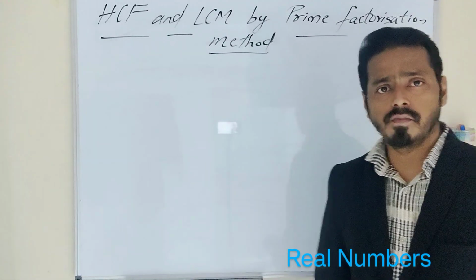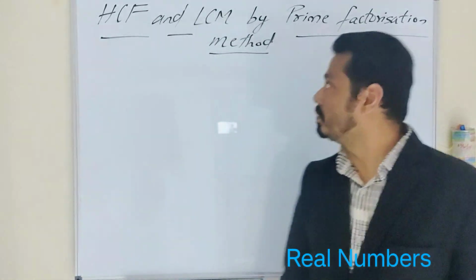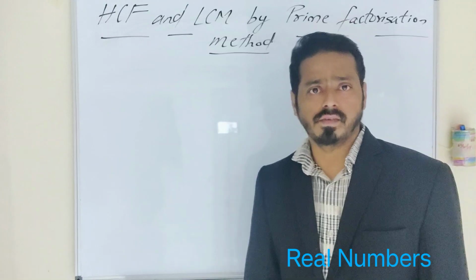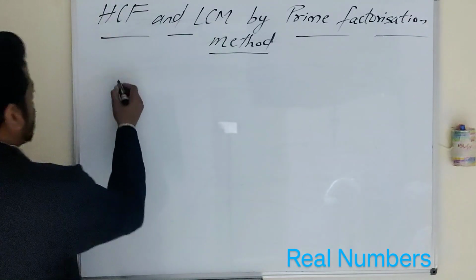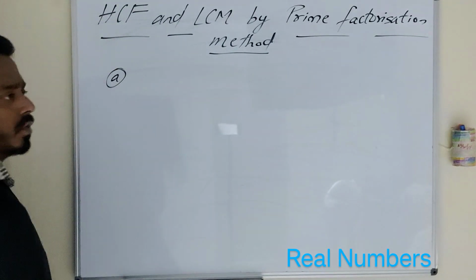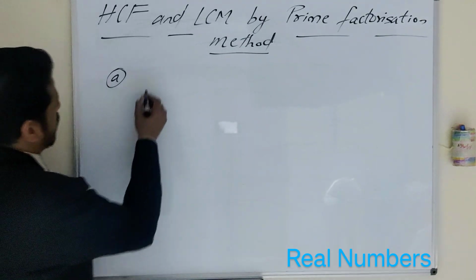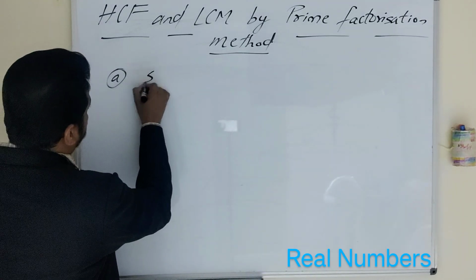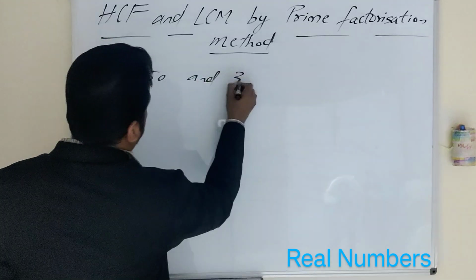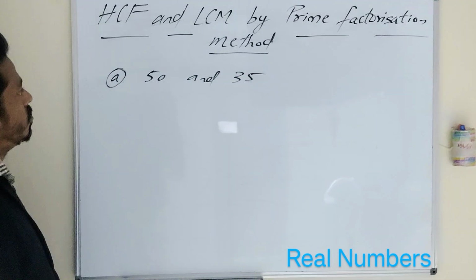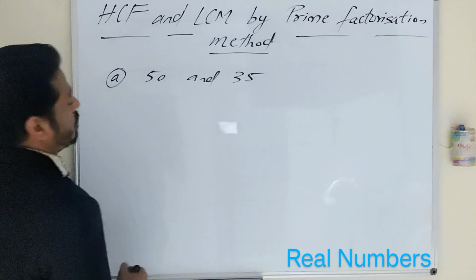Find HCF and LCM of given numbers by prime factorization method. So let us learn with an example. Let us find the HCF and LCM of two numbers. For example, we consider 50 and 35. We have to find the HCF and LCM by prime factorization.